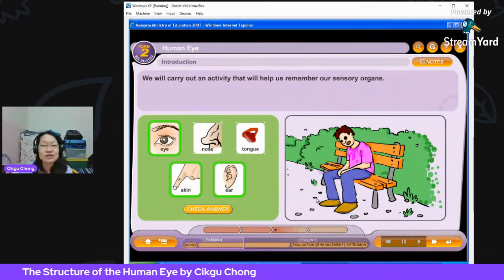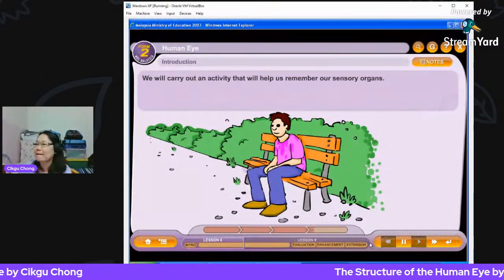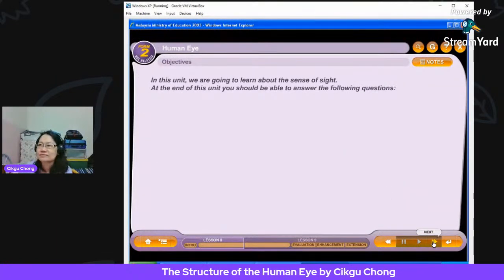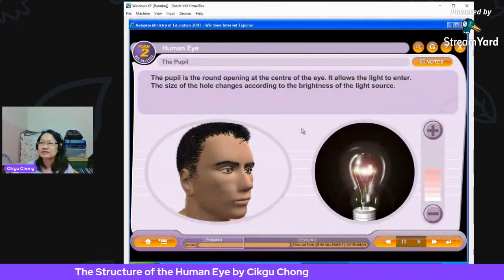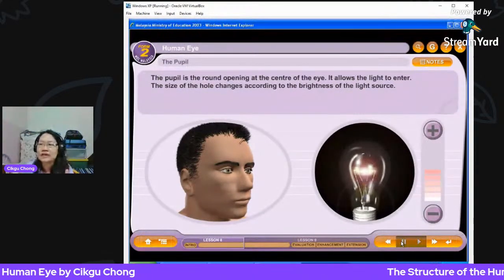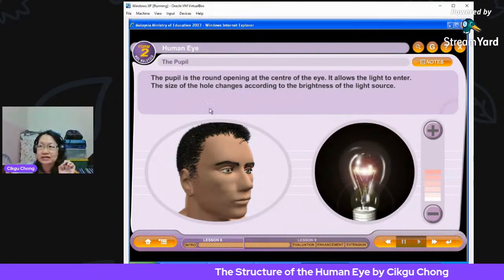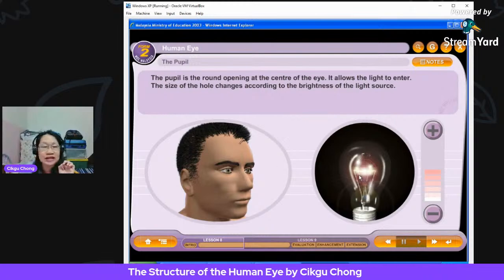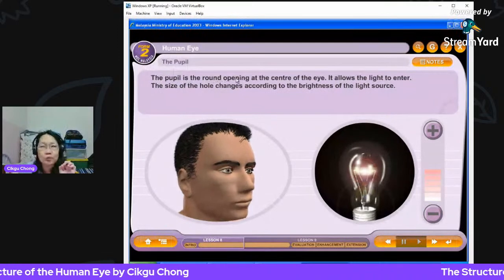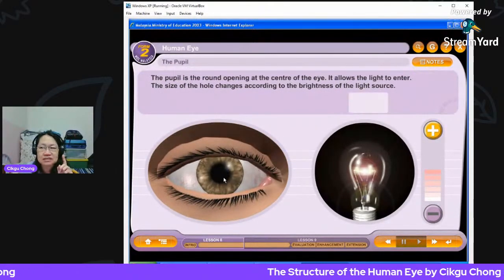Okay, so let's look at the structure of the eye. Now we should look at the eye. Look here. Remember I told you there's a pupil there. There's a small opening here, and this is to allow the light to come into the eye. The pupil is a round opening. Can you see this? Look at the eyeball. This is the pupil.